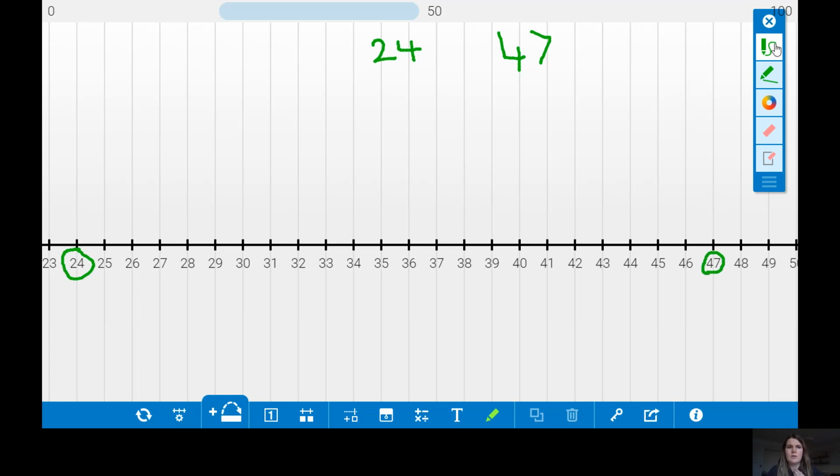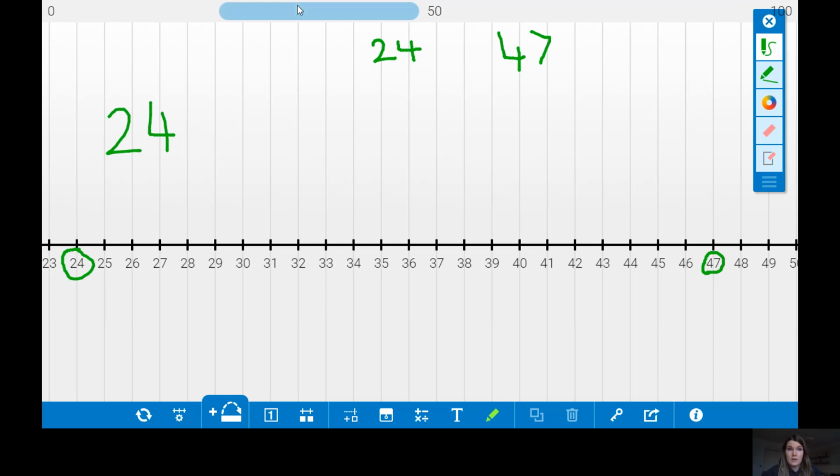Okay, now what do I do? I've got 24 and 47 circled. I have to compare them. What am I comparing? Which is the smallest number? Which one is closest to 0? You think 24 is closest to 0. Why do you think 24 is closest to 0?